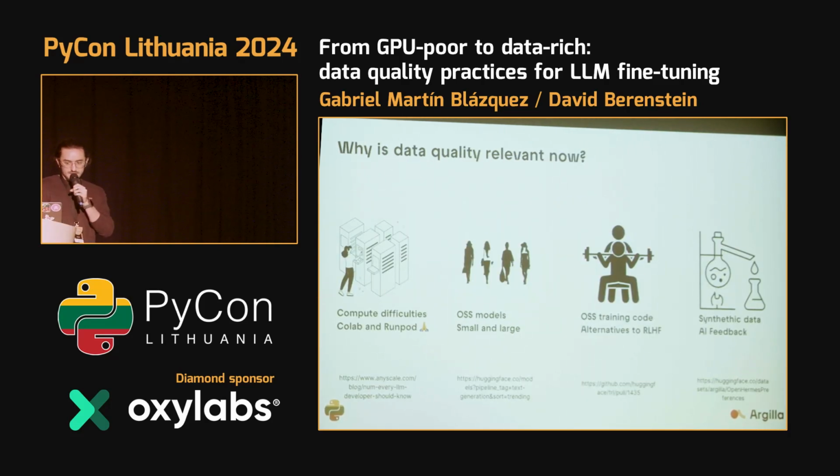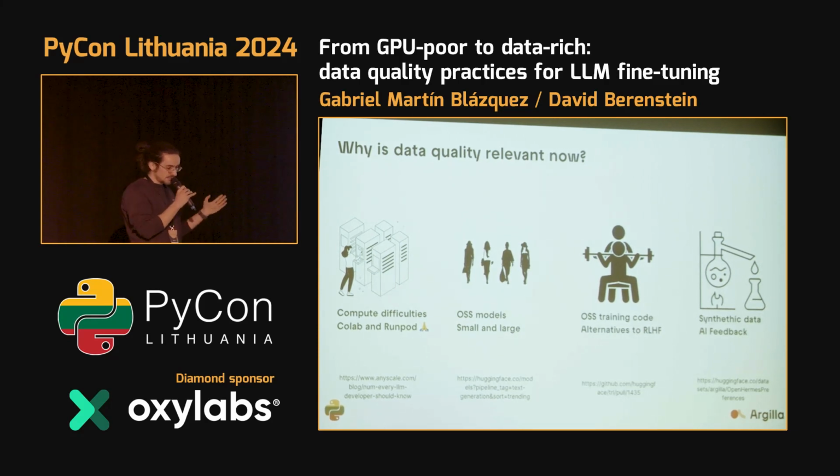So why is data quality relevant now? Well, first, as I mentioned, retraining an LLM is an expensive process. You usually need thousands of GPUs. And not only that, there is also a scarcity in the market, so it is not easy to get access to these GPUs.